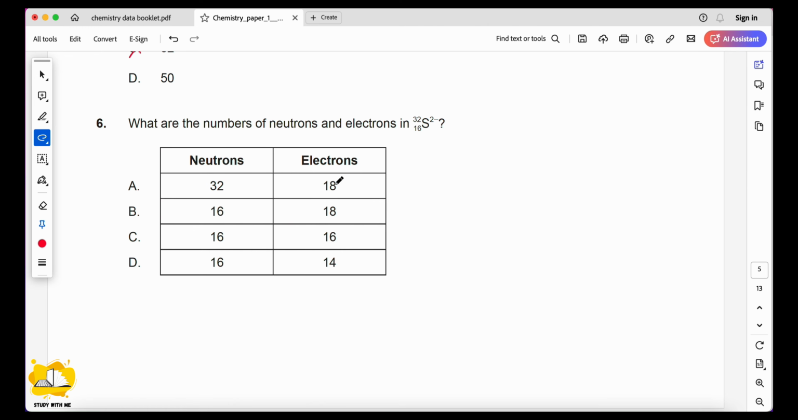What are the numbers of neutrons and electrons in sulfur-32 with charge 2 minus? The number of protons is 16, the number of neutrons will be 32 minus 16, which is 16, and the number of electrons will be the same as protons, 16, but we have an extra 2 electrons, so it will be 18. So the answer will be B.